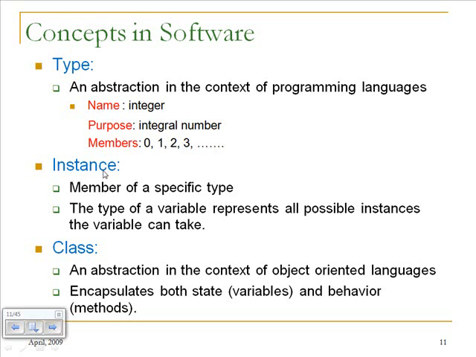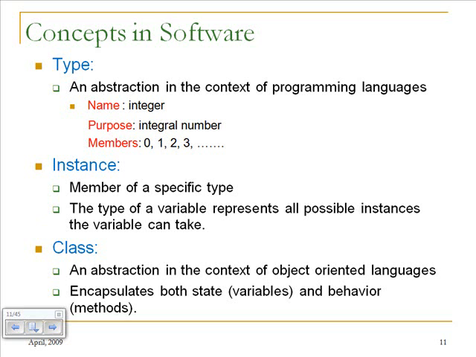And then we can also have an instance. An instance can be a member of a specific type. The type of variable represents all possible instances the variable can take. So if you remember in your programming language, you can have a type int or type double. And when you have an instance, it's basically having a realization of that particular type. Okay? So with classes, a class is basically an abstraction in the context of object-oriented language. It's an abstraction of an object.